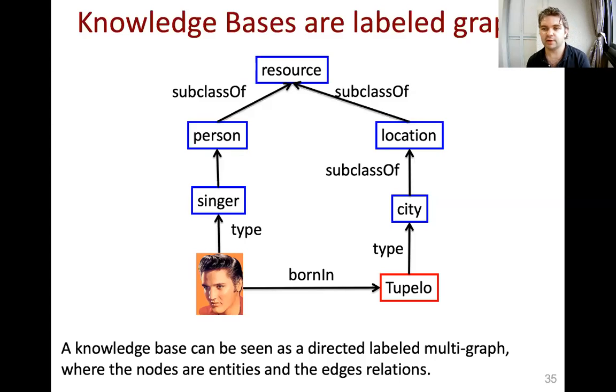This is like a labeled graph example of a taxonomic person. Elvis Presley was born in Tupelo. His type relationship is singer. Singer is a person, and person is a subclass of resource, and location is also a subclass of resource. So resource is a very high-level category on top. At the same time, Tupelo is a city, and city is a subclass of location, and location is a subclass of resource, right? A knowledge base can be seen as a directed labeled multigraph where the nodes are entities and the edges are relations. So basically that is how it works.